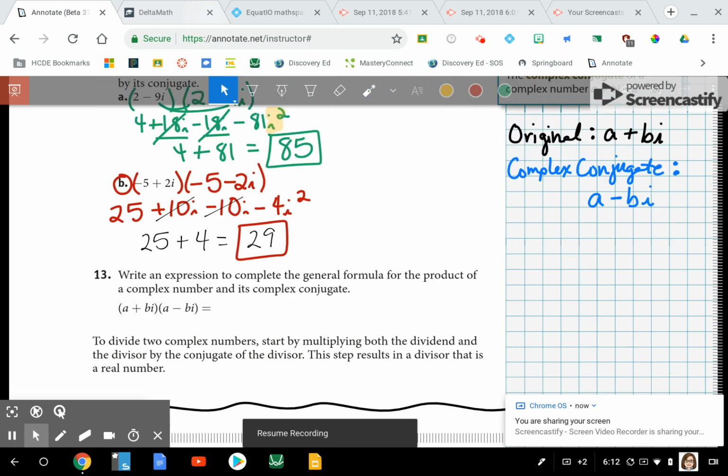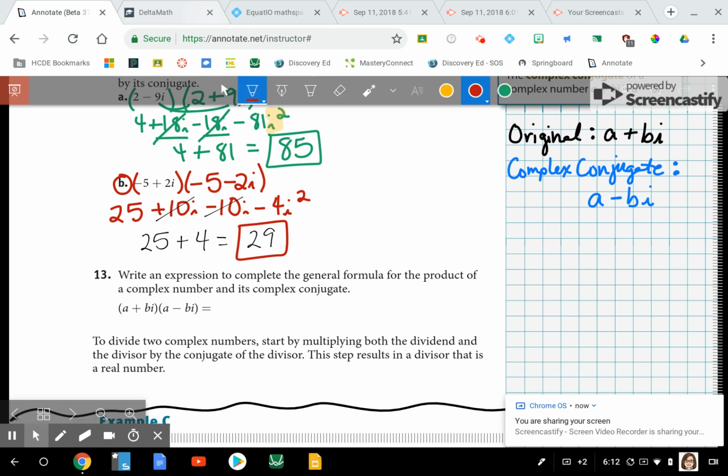So let's just write the general rule for complex conjugates when you're multiplying. So basically what happened is the two middle terms, those i terms, canceled out. So we kind of just squared the first term and squared the last term is what we ended up doing. So our general rule is a squared plus b squared. So a raised to the power of 2 plus b raised to the power of 2. So that concludes our notes.